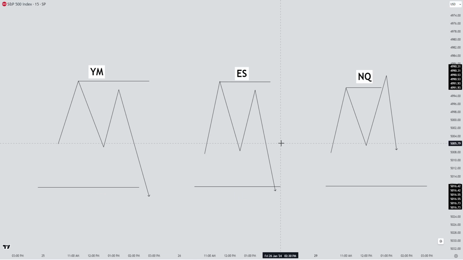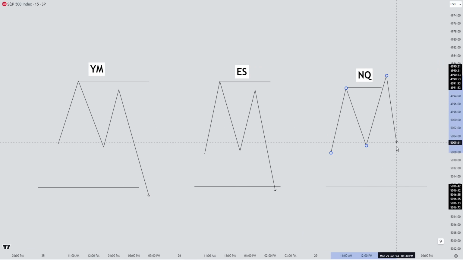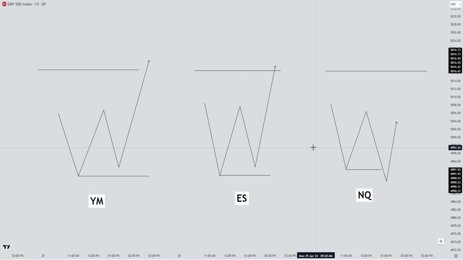Similarly, if we flip it, I'd want to be trading ES and YM here still because it's making a lower high. NQ is going to be stronger to the upside here because it's breaking above this previous high, but it's not going to hit this level of sell side liquidity first. So that is bullish and bearish SMT divergence.